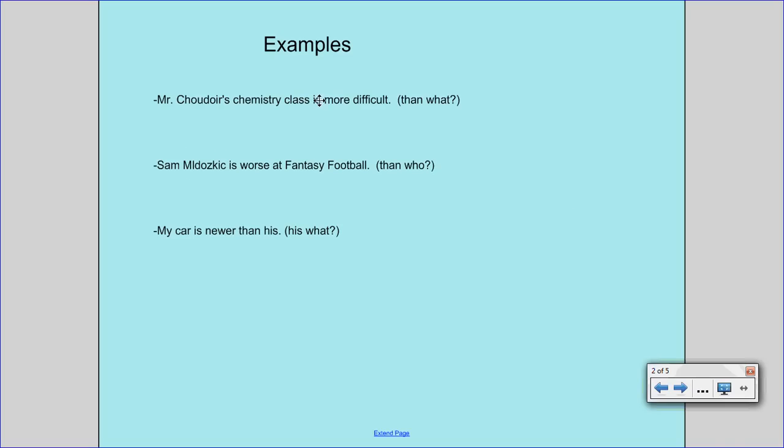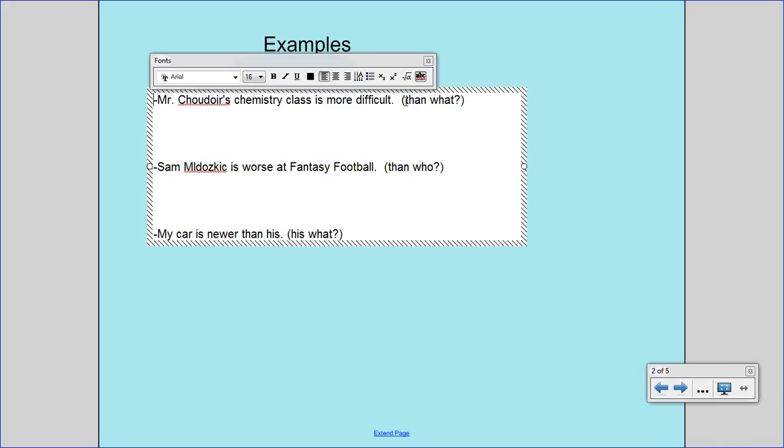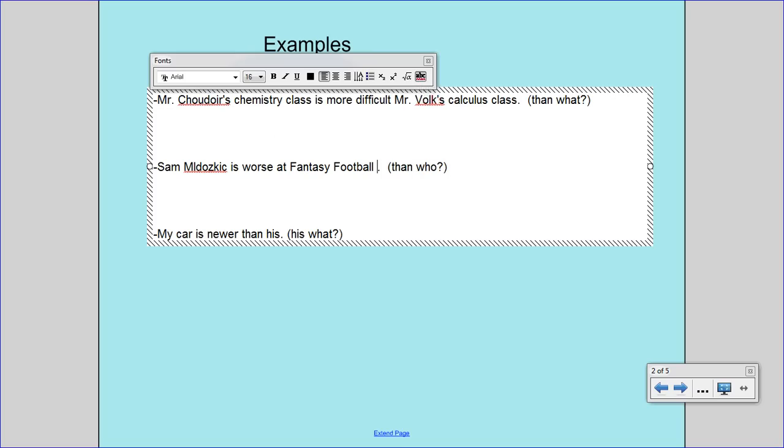Sam Malachik is worse at football. So actually, just a second, going back, we'll say Mr. Vokes calculus class. Okay, Sam Malachik is worse at football than who? There. Now it is a complete comparison.